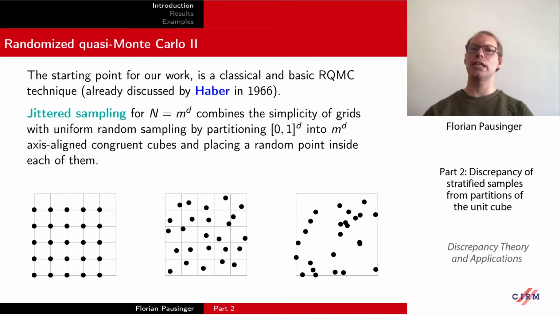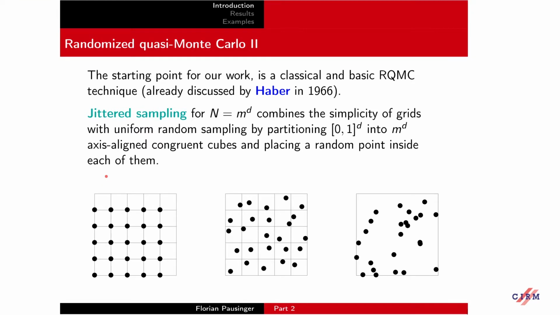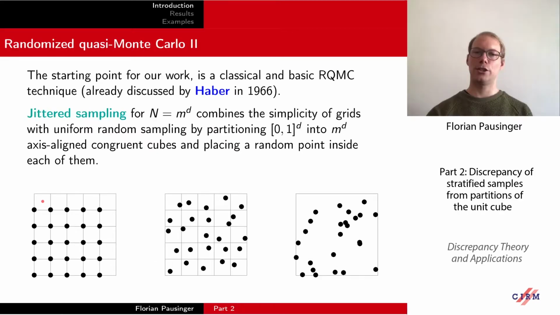What you're doing here is you arrange points on a regular grid, as you can see here on the left, and then you identify each point with a grid cell, and you just randomly move the point in its grid cell. So instead of taking a grid point, you identify the point with the little cube, and then you move it freely and randomly around. So you get an arrangement, as you can see in the middle here. Every point is a random point in its own square.